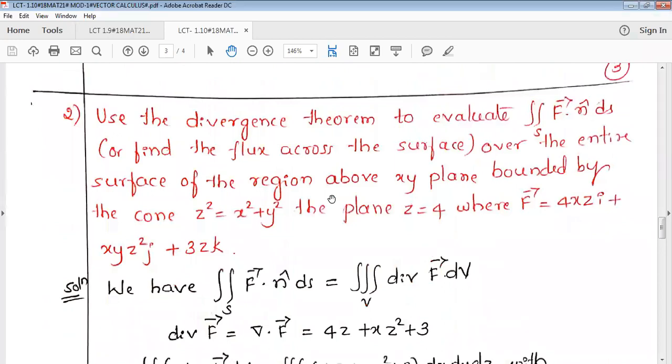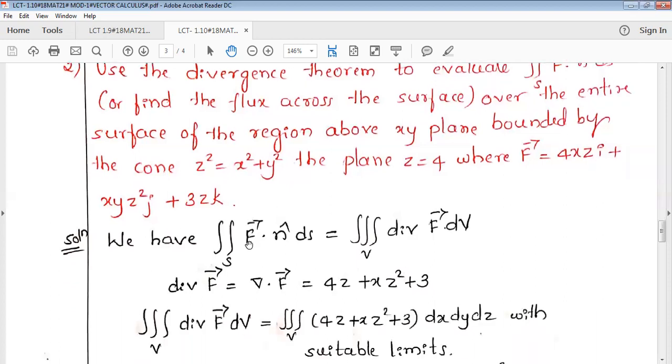So use the divergence theorem to evaluate the double integral over S of vector f dot n cap dS. It means to find the flux across the surface. This is the flux across the entire surface of the region above the xy plane bounded by the cone z squared equals x squared plus y squared and the plane z equals 4, where vector f is 4xz i plus xyz squared j plus 3z k. This is the given plane.